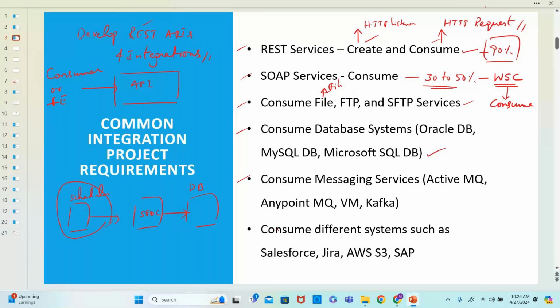And there is another common requirement. What is that? Consuming messaging services. Exactly. What are those messaging services? If you see ActiveMQ, Anypoint MQ, or VMQs, Kafka, all these are messaging services. Exactly. Like, okay, see, whenever you want to go for asynchronous processing, and reliable processing, asynchronous means independent of the main process. Exactly, and it will execute independently.